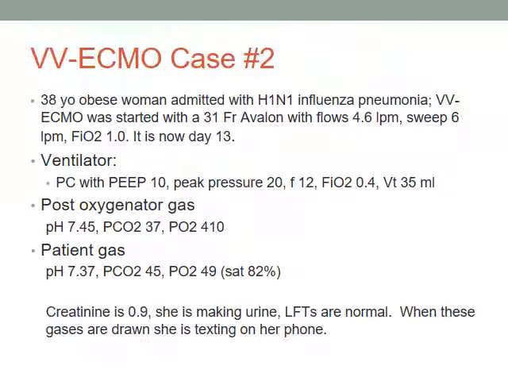Case two, 38-year-old overweight woman, H1N1 influenza pneumonia. VV ECMO started with a 31 French Avalon, good flows, sweep of six, 100% oxygen on the VV, it's now day 13. Ventilator set at PEEP 10, peak pressure 20, 40% oxygen, tidal volume at 35. Post-oxygenator gas looks like that: pH 7.45, PCO2 37, PO2 410. Oxygen is working. Patient gas: 7.37, 45, PO2 is 49, sat of 82. Creatinine is normal. She's making urine, LFTs are normal. You had to kind of pester her when you're drawing these gases because she's texting on her phone.